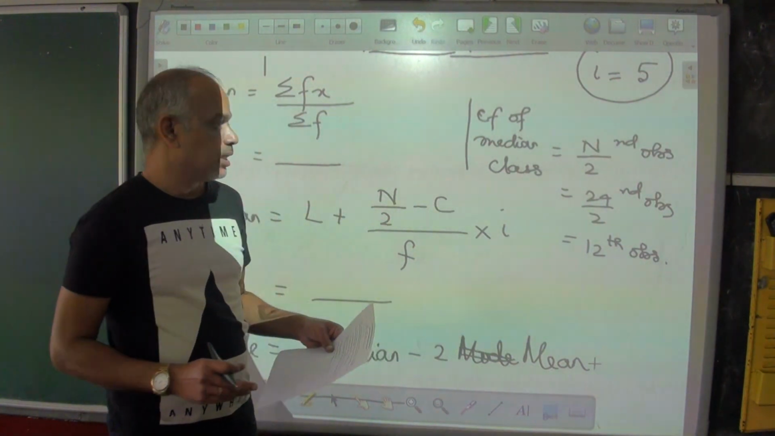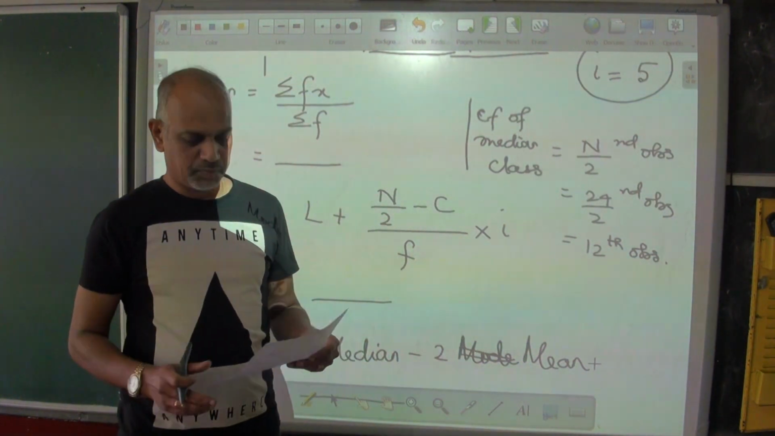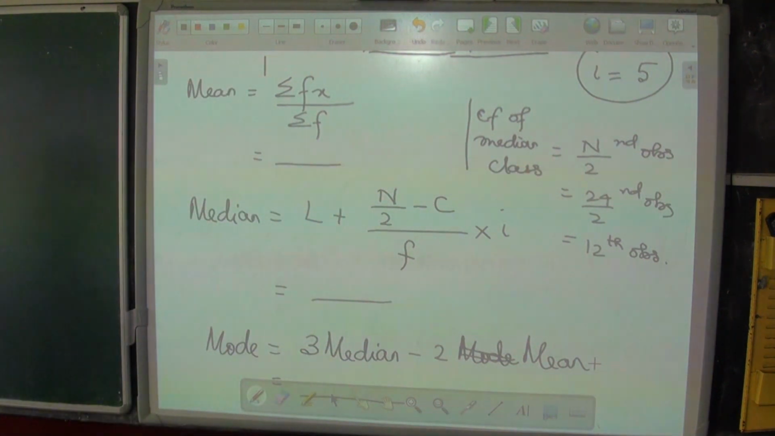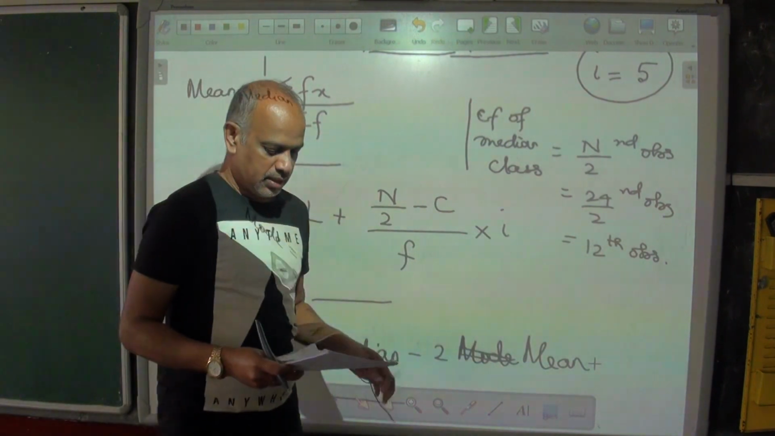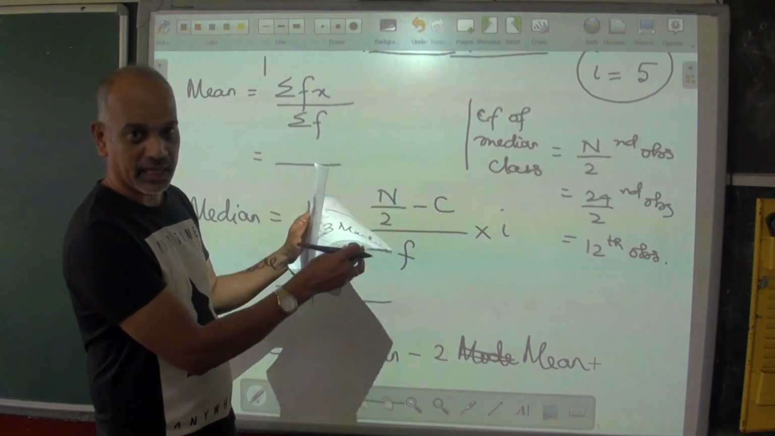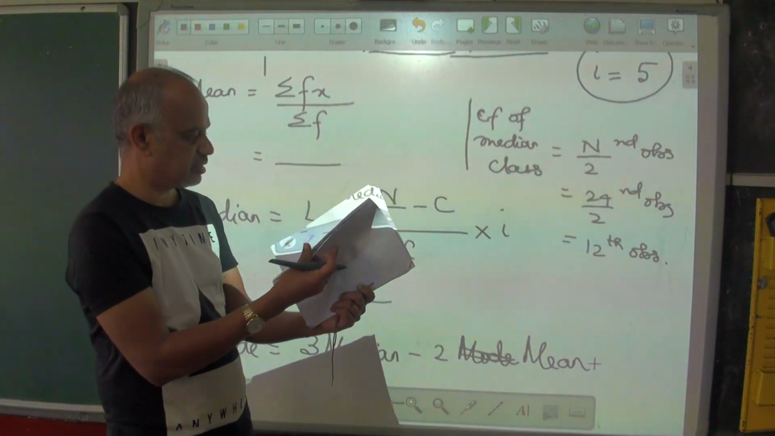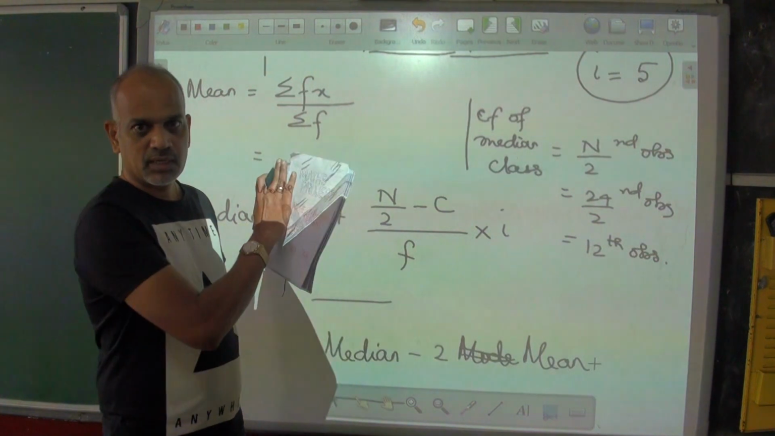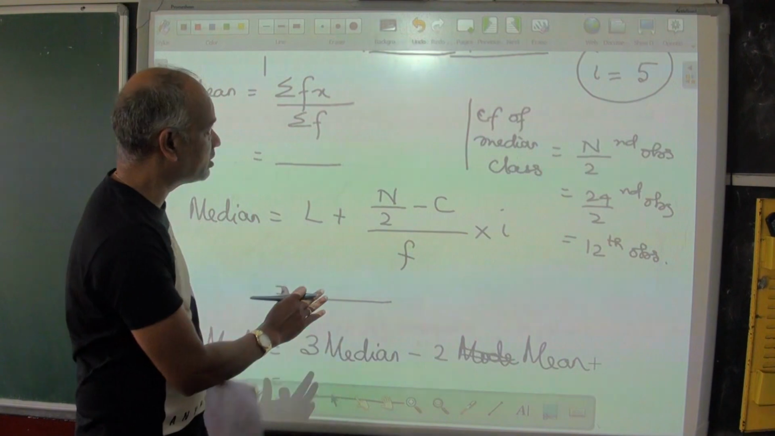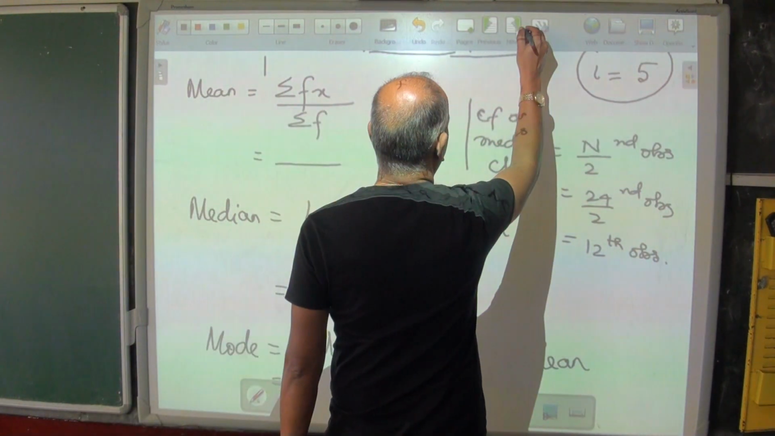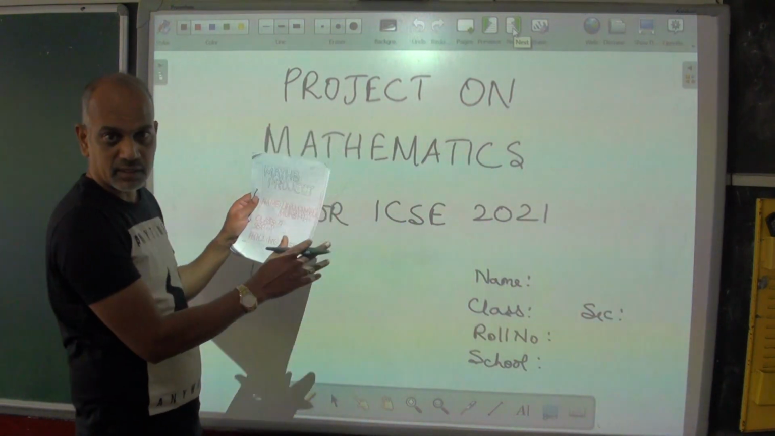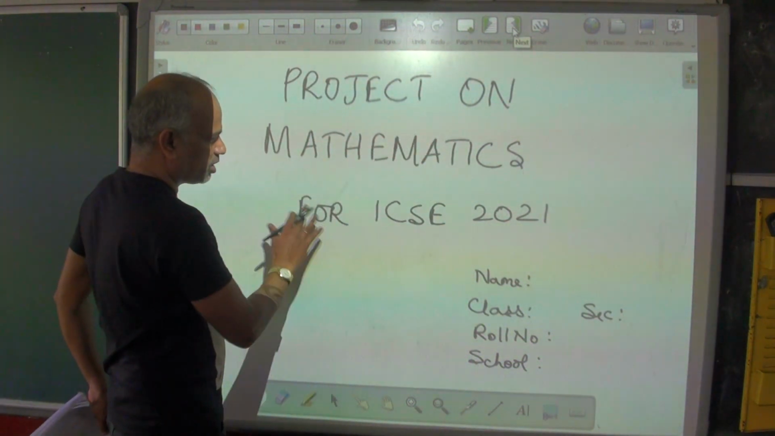Now, when you do this project, I'll show you how it has to be done. It has to be done on sheets like this. Project sheets which you will get. You will do it on them. No hardcover, nothing. This is your top sheet. I'll show you the top sheet. This is what should be there. This is the first sheet.